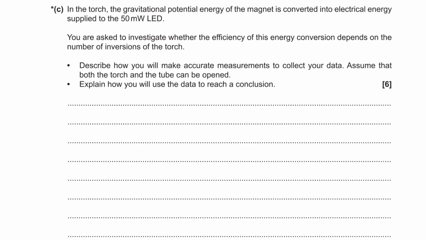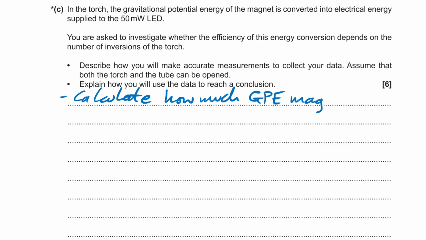So we have GPE, and it's turned into electrical energy. We're asked to investigate whether the efficiency depends on the number of inversions of the torch. Describe how you would make measurements to collect your data. Assuming that both the torch and the tube can be opened, explain how you would use the data to reach a conclusion. Right, so first of all, we need to calculate how much GPE the magnet has, or we should probably say loses, as it travels.